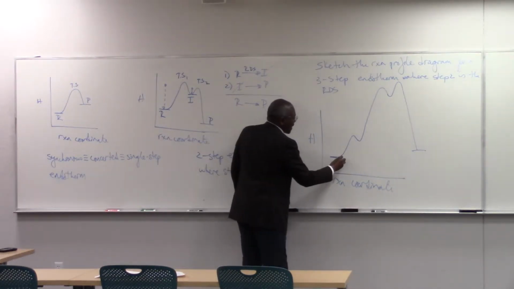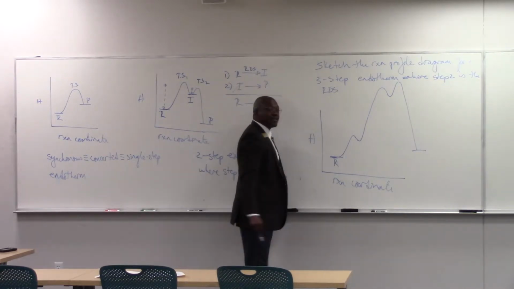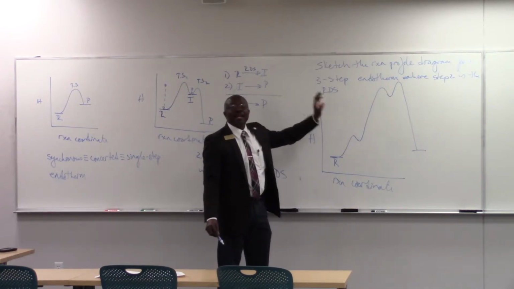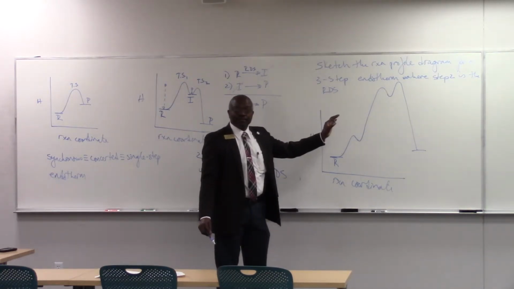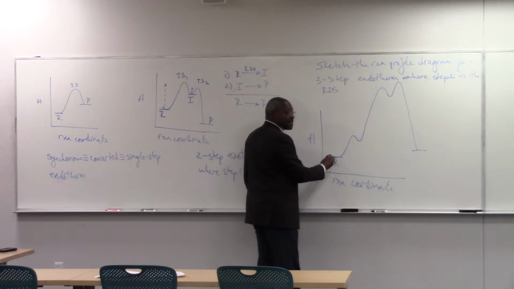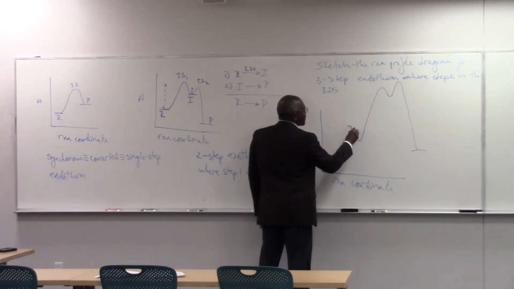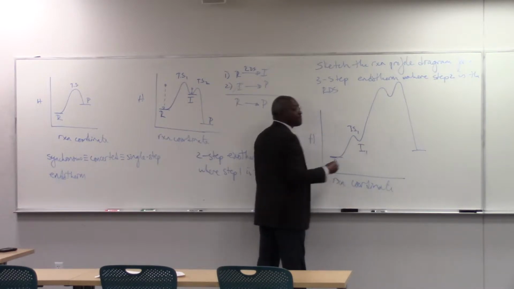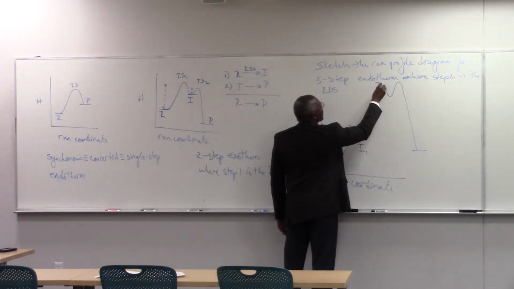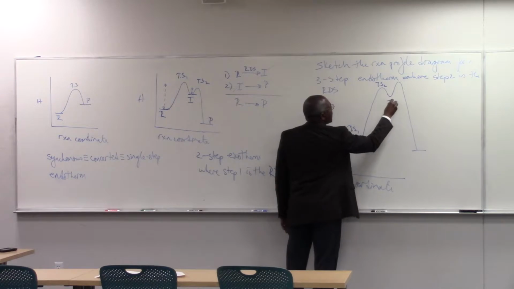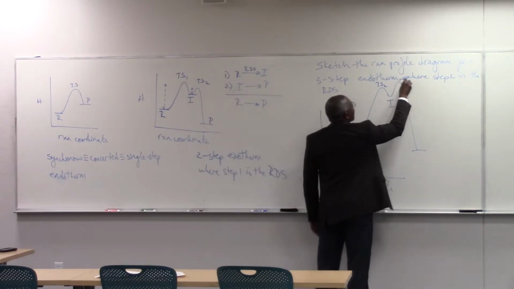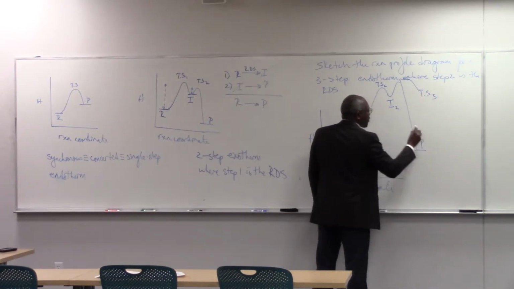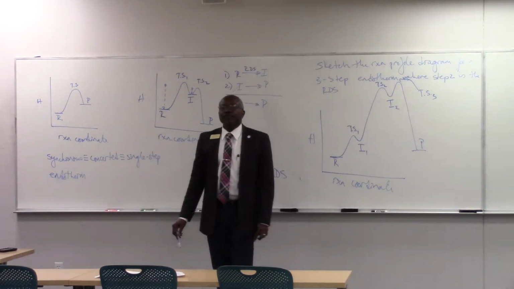Okay? So I'm going to have reactant. And the question might also ask you to label the minima and the maximum. So I'll have reactant, I'll have transition state 1, intermediate 1, transition state 2, intermediate 2, transition state 3, and then product. Okay?